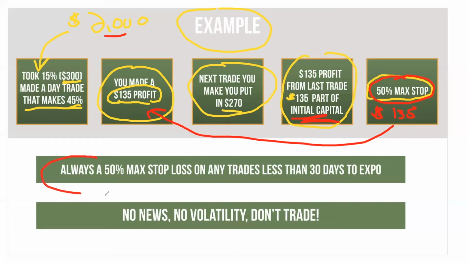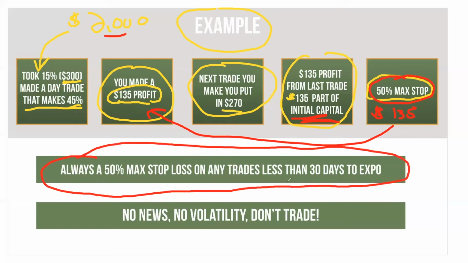Always a 50% max stop loss on any trades less than 30 days out. Anything less than 30 days out till expiration, you're max 50%. Because if it's longer than 30 days out and we have a 50% stop, that's when we have to look at that chart and say, hey, can we buy back the short leg and add to the long? Or should we average down and add to that trade?